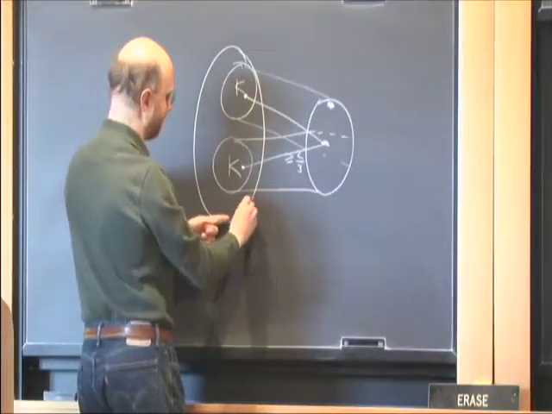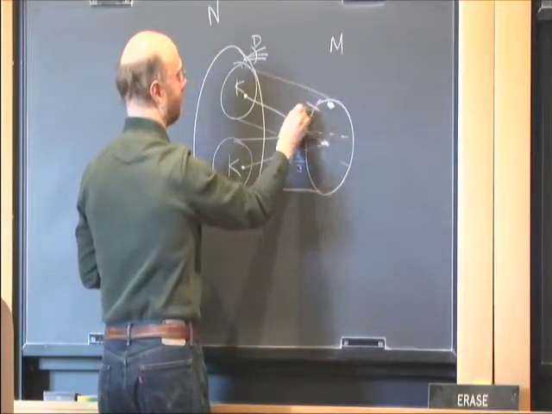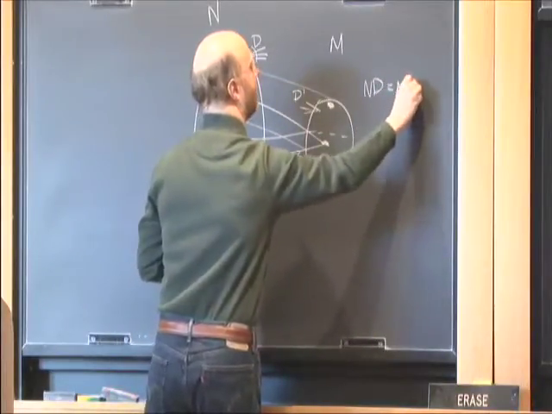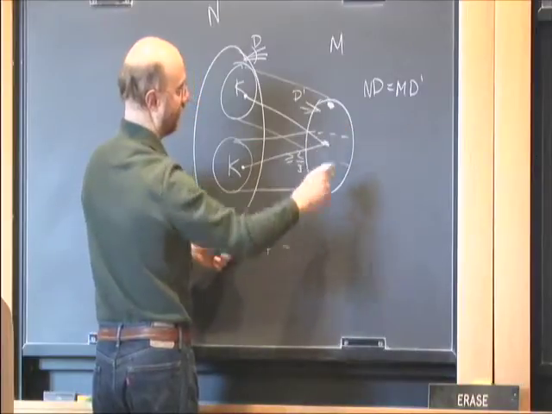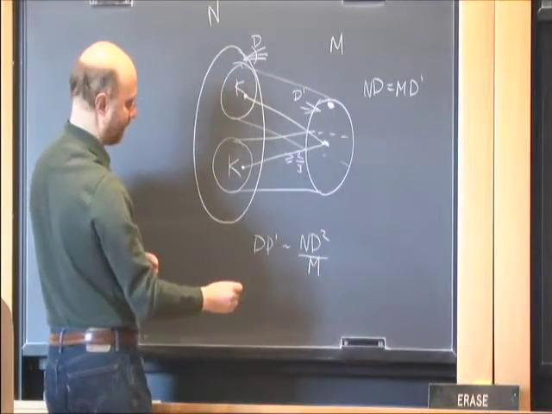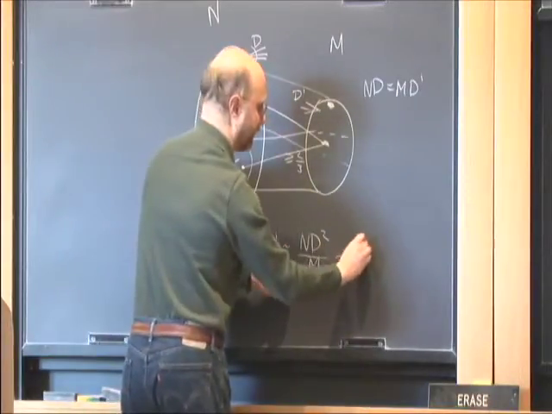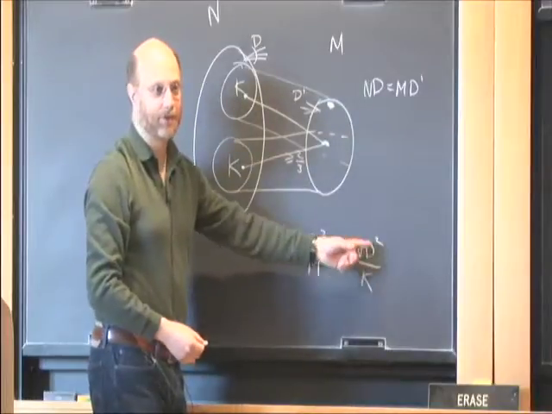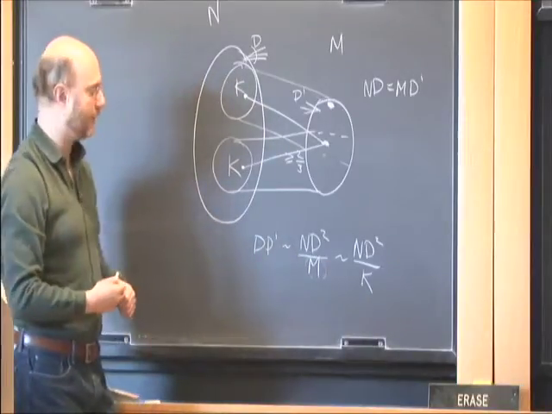And the degree will be something like, let's see, if this degree is d, there are n vertices here, m here. So nd equals md prime. And the total degree we would get would be something like dd prime, which would be something like nd squared over m. And if we can get m close to k, this is something like nd squared over k. And this is what we were aiming for. So as long as d is pretty small and k is very close to m, we get this bound.